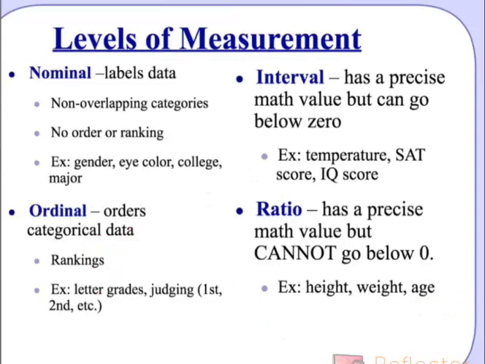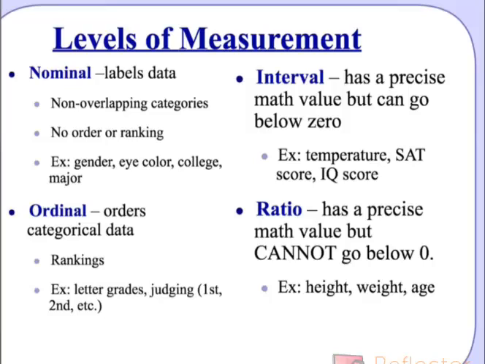Now then, looking at this screen, there are 4 different levels of measurement. The first level of measurement is what we call nominal. Nominal labels our data. These are non-overlapping categories. There's no order or ranking. If you notice, I have up there gender, eye color, college, major. Again, this is for your categorical, your qualitative variables. That order is not going to matter, okay?